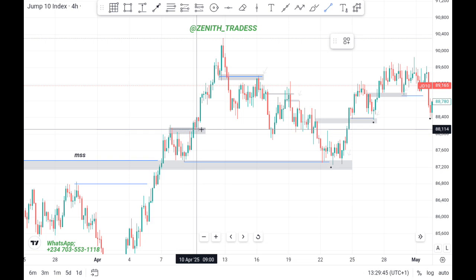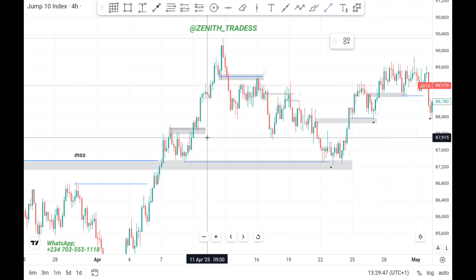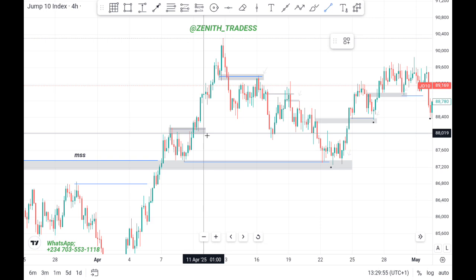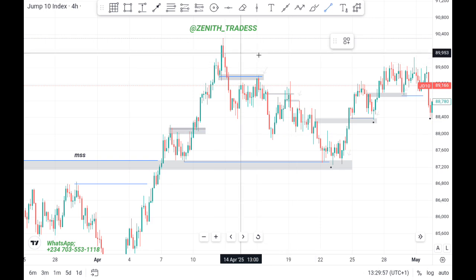Once you have drawn your line previously, as it is touching the wick, go to M15, enter. You find a reclaim block, enter. You find CRT, enter, in line with the objective. The same way, that's what happened here.